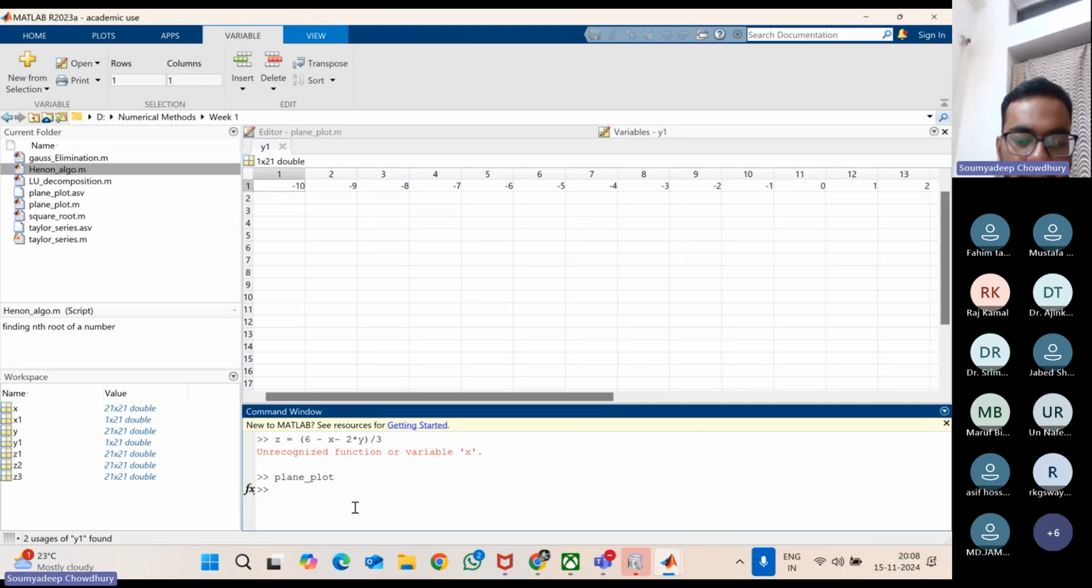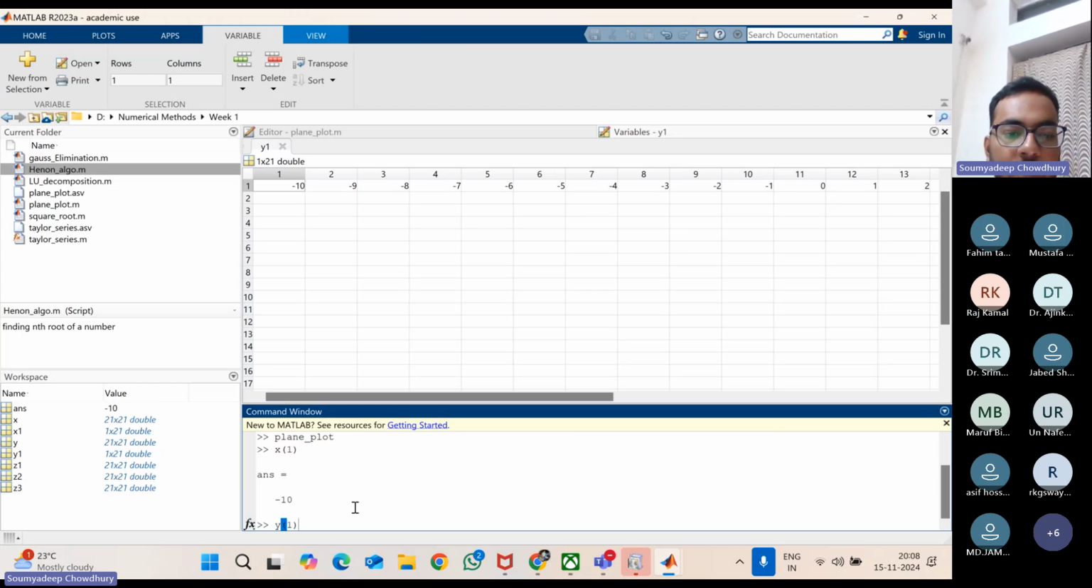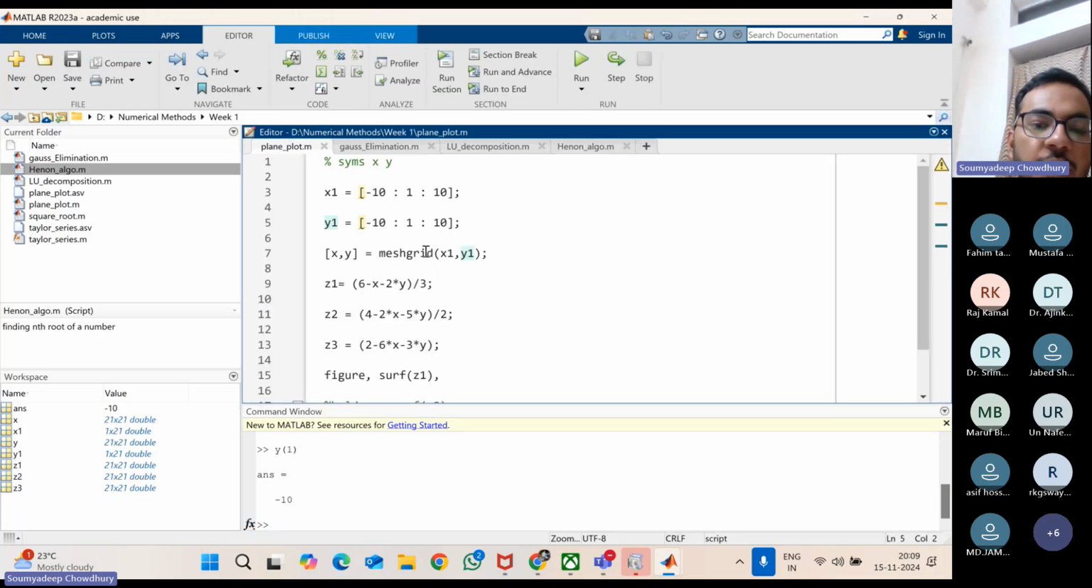If you see x of 1, it is minus 10, and y of 1 is minus 10. Just try to imagine a mesh of x varying from minus 10 to 10 and y varying from minus 10 to 10. You can imagine how many points there will be: 21 into 21, so 441 points in that mesh. I create that from x1 and y1 using the meshgrid command, which is inbuilt in MATLAB and helps you create a mesh.